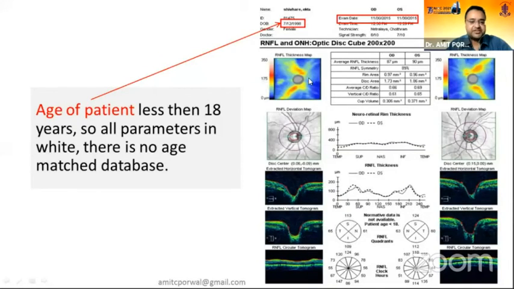So again, age of the patient is very important. Like for the Zeiss, if the patient is less than 18 years of age, all parameters are white. You can see all these parameters. There's no significance of any color here. There's no red, green, or yellow color. Why? Because there's no age matched database. Now, for the Zeiss machine, anything less than 18 years, there's no age matched normative data. So whatever patients, suppose 15 or 16 years of age, you subject them to OCT, this is how you are going to get everything shown in white.